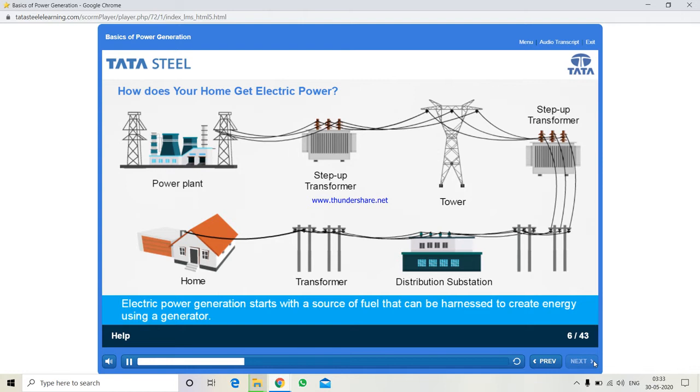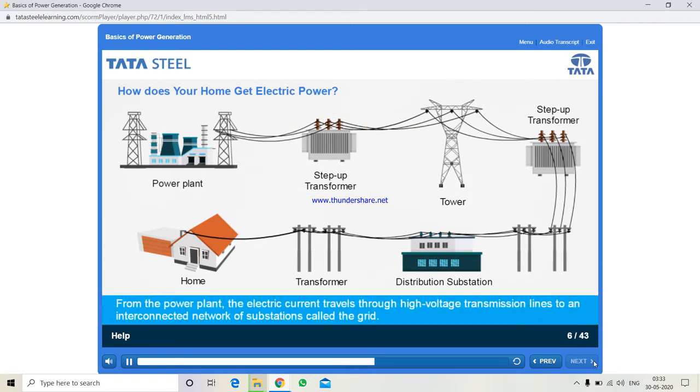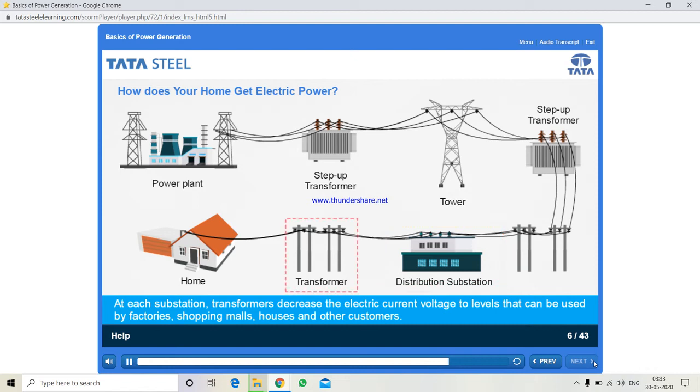Electric power generation starts with a source of fuel that can be harnessed to create energy using a generator. Electric current from the generator goes to a transformer, which steps up the voltage of power being transmitted to 132 kilovolts or more before sending to the power grid. From the power plant, the electric current travels through high voltage transmission lines to an interconnected network of substations called the grid. At each substation, transformers decrease the electric current voltage to levels that can be used by factories, shopping malls, houses, and other customers.